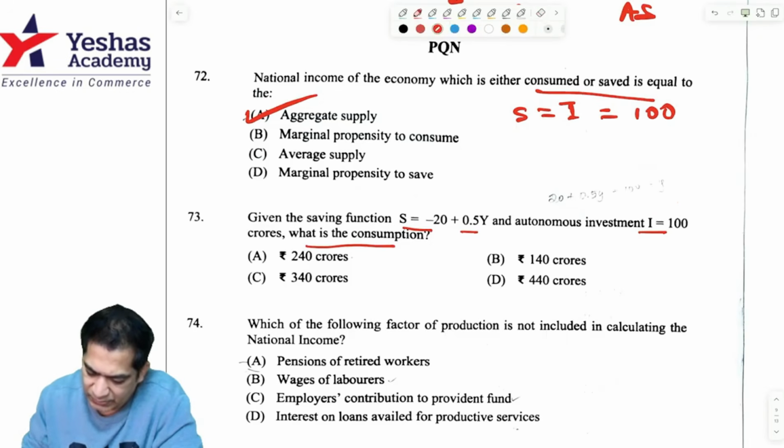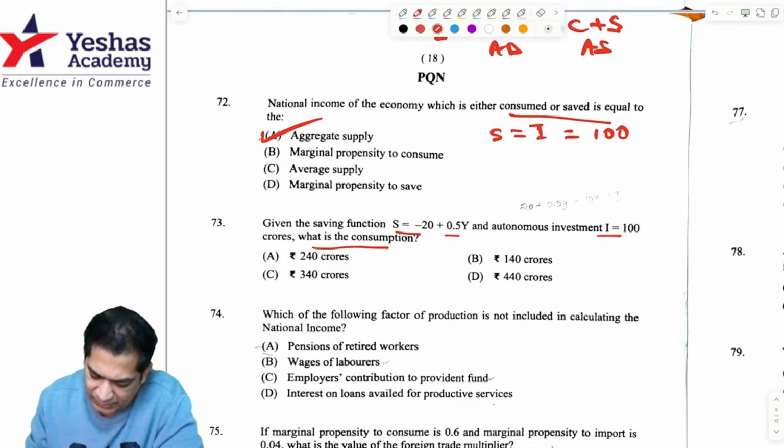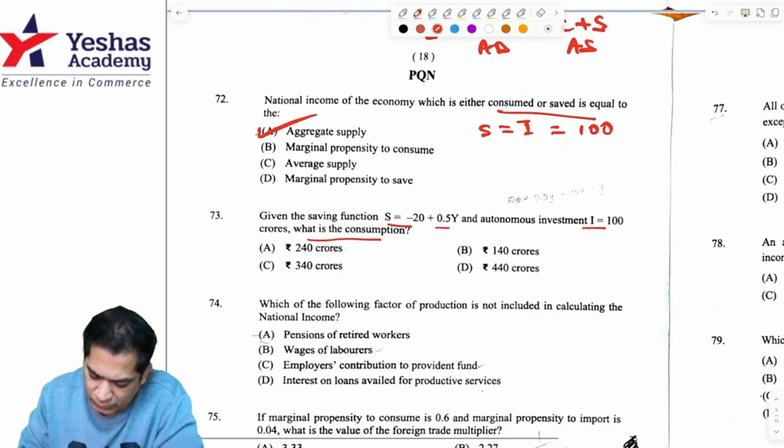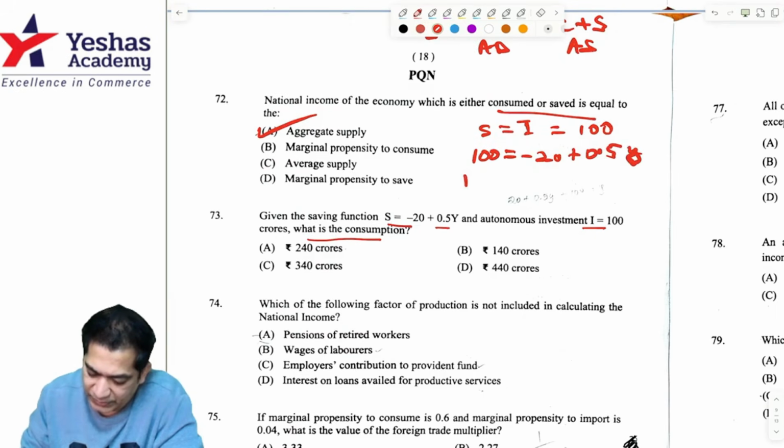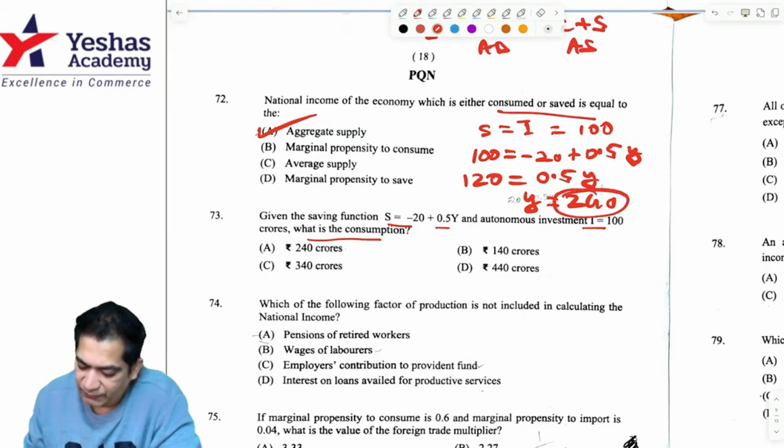Let me see. Yeah, correct. So 100 equals minus 20 plus 0.5Y. So this will be plus 20. 120 will be there. Mistakenly I had written 80 as 0.5Y. So Y will be 120 divided by 0.5, that is 240. If income is 240, saving is 100, then consumption will be 140.